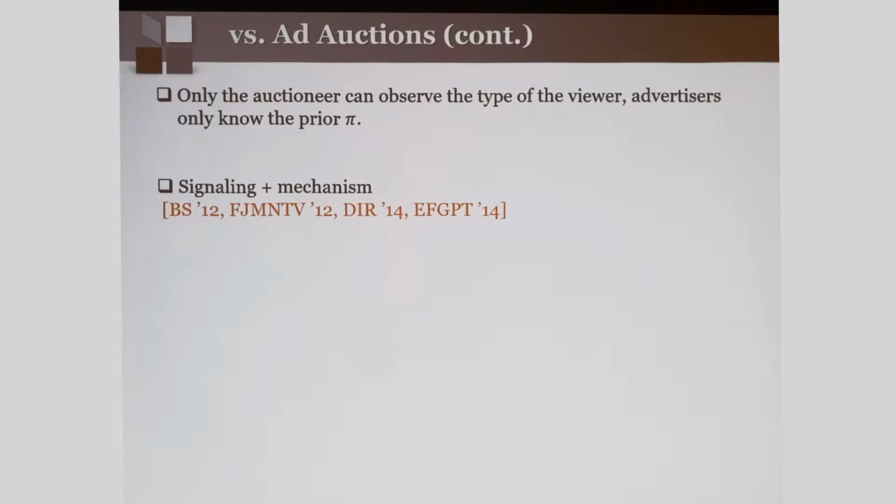There's a line of work studying signaling in the mechanisms for ad auctions, where the seller sends a signal to the buyer based on the type of viewer, according to a signaling scheme that is known to the buyer. The buyer then updates the posterior belief of the type of the viewer after receiving a signal, and then the seller will sell the ad slots using the mechanism based on this posterior. In these works, they basically fix the format of the mechanism and try to find the optimal signaling scheme.